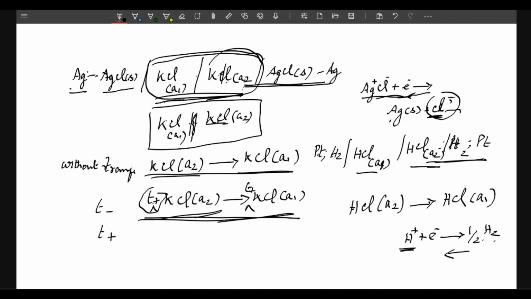The previous one, the silver electrode, is reversible with the chloride ion, that is, the anion. If it is reversible with the anion, put T plus. If it is reversible with the cation, put T minus. Therefore, here you have to introduce T minus. This is the cell reaction in the case of a concentration cell with transference. With transference, you should include this. Now, do you understand this?